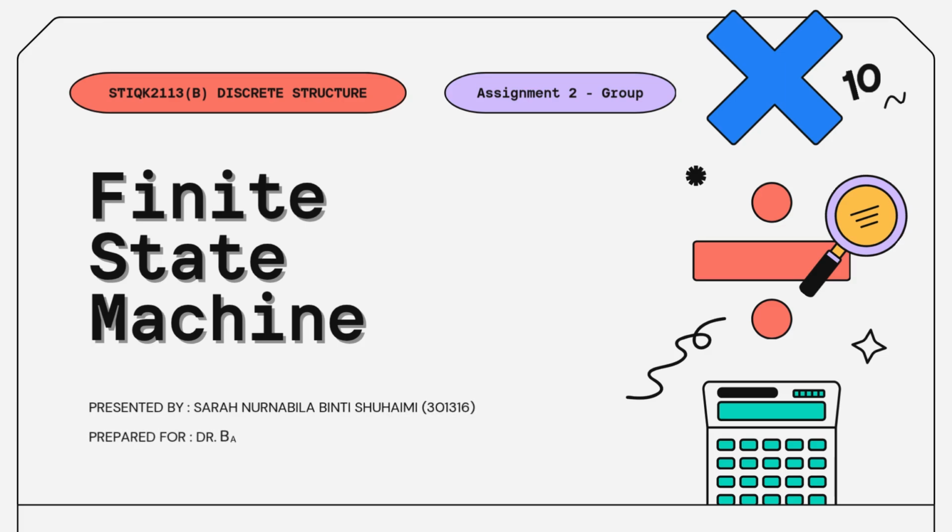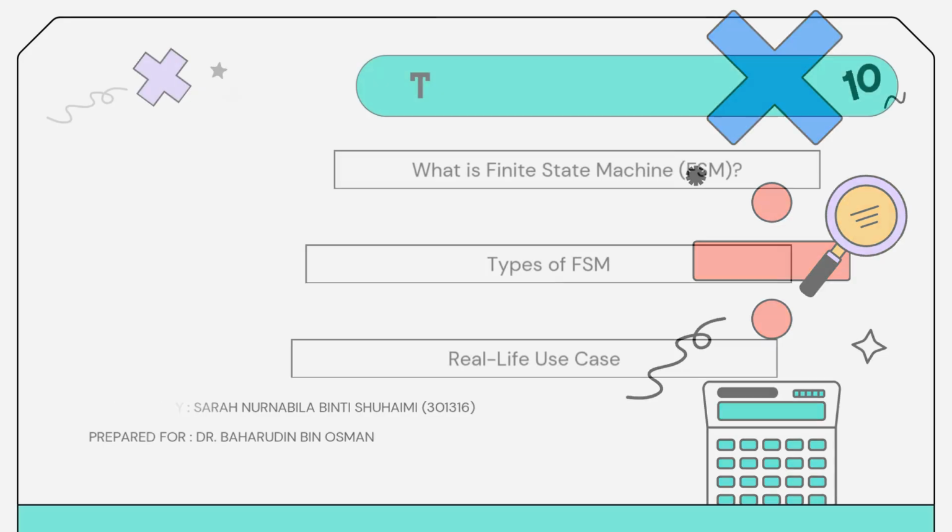Today, I will briefly share about one of the important topics in discrete structure, which is the finite state machine or FSM. This topic might sound technical at first, but once we understand the concept, it is actually quite logical and fun.